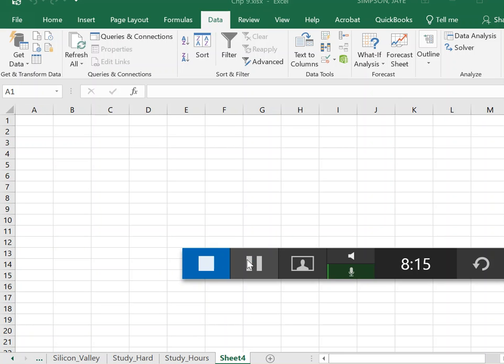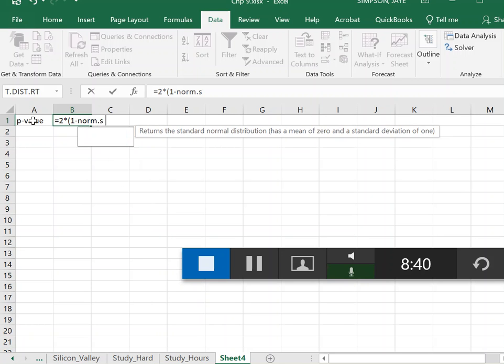So I've got my Chapter 9 Excel spreadsheet open here, but I've just opened a new sheet. I've added a blank new sheet here at the end, and I'm going to go ahead and use this to calculate my p-value. So my p-value, I'm going to go ahead and enter my formulas here. It would be equal to 2 times, because it's a two-tailed test, 1 minus the norm.s.dist. So this is the standard normal distribution, where my z-score that we just calculated was 1.39.